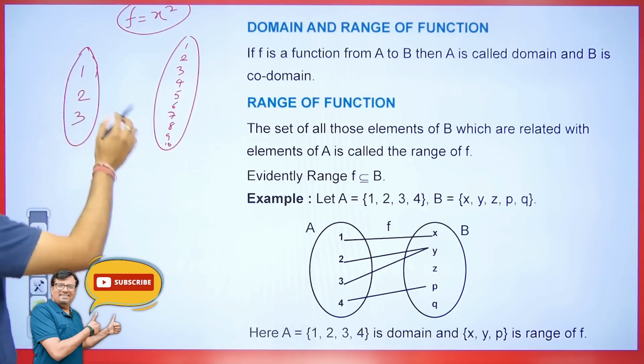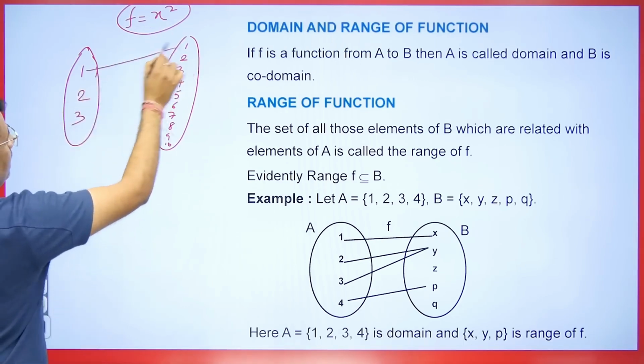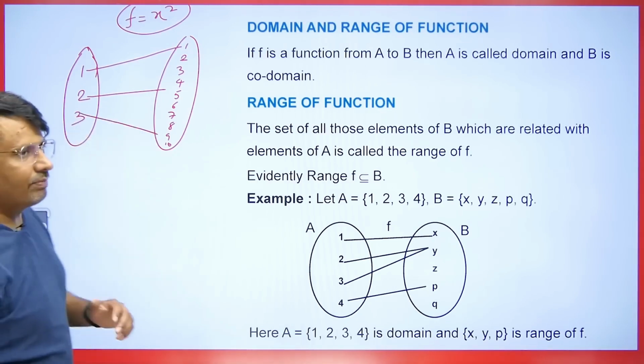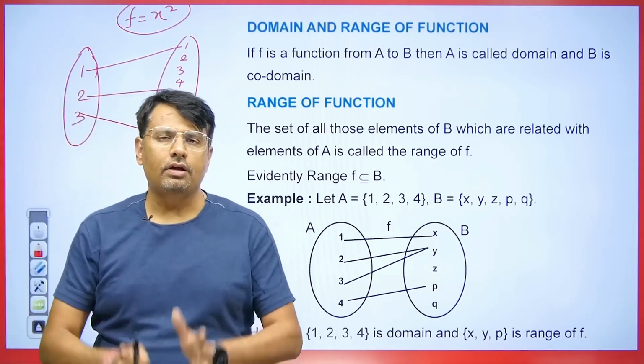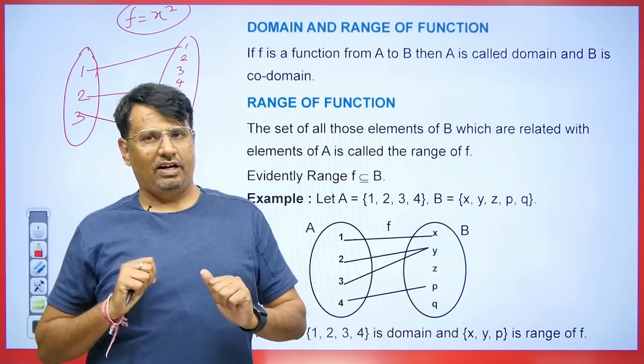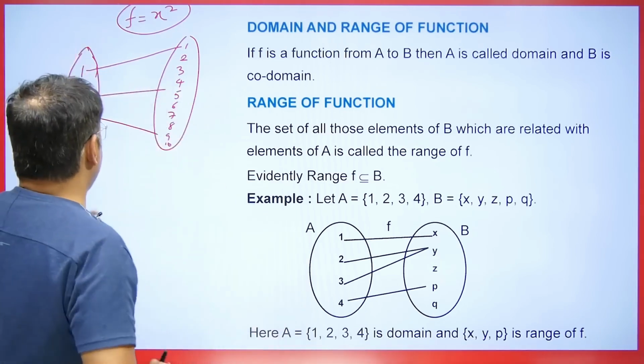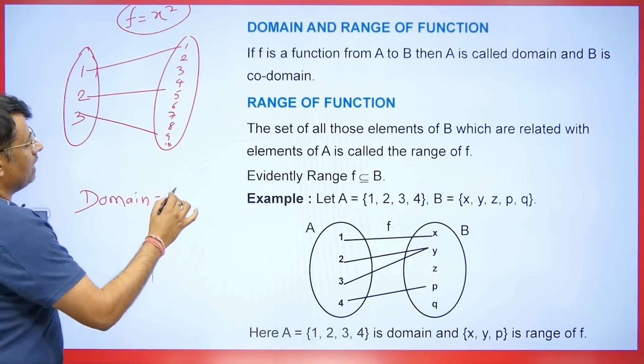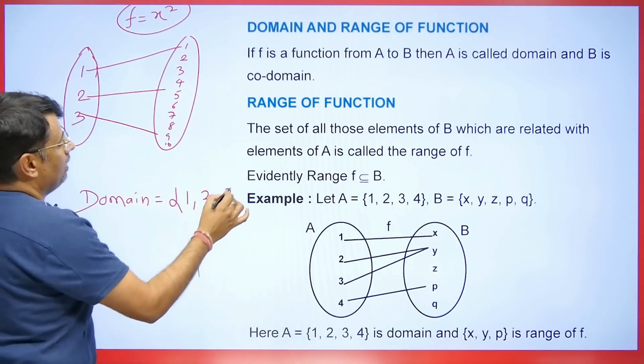And students, I am saying to you that square of 1 is 1, the square of 2 is 4, the square of 3 is 9. Am I right or wrong? And now, if it asks you what will be its domain, codomain and range. So students, this element which is here, it will be our domain, okay? If it asks you what is the domain of this function, the domain will be 1, 2 and 3.